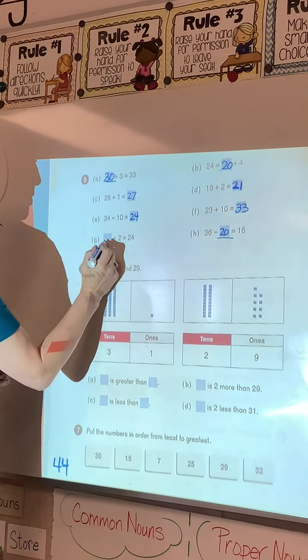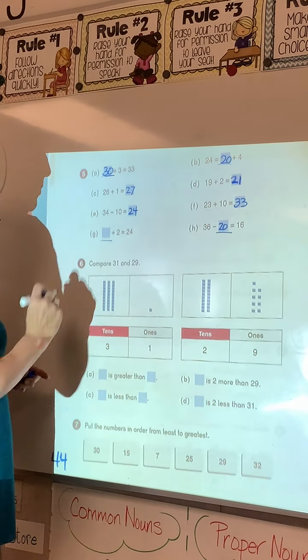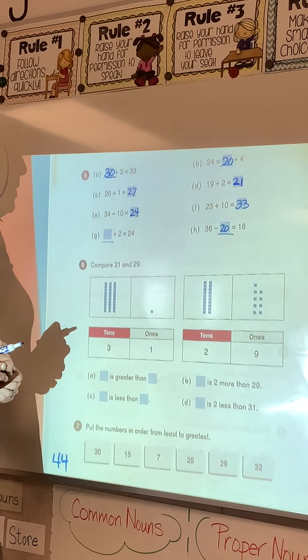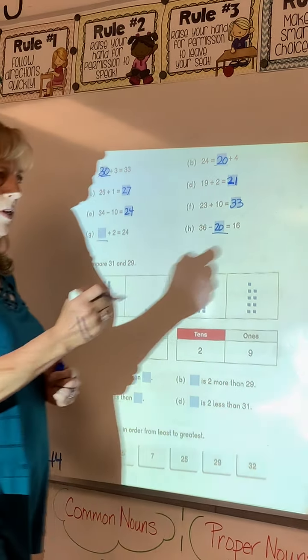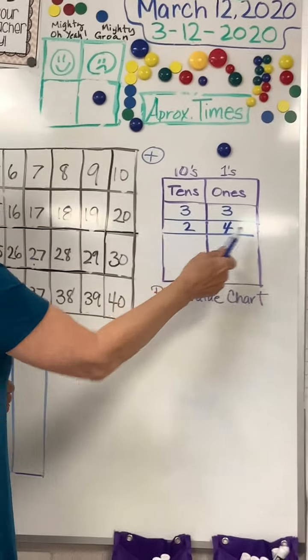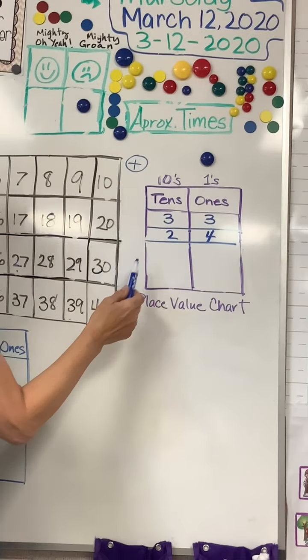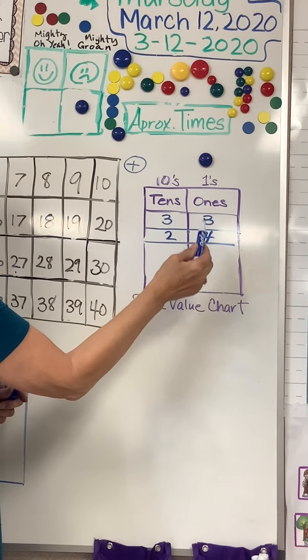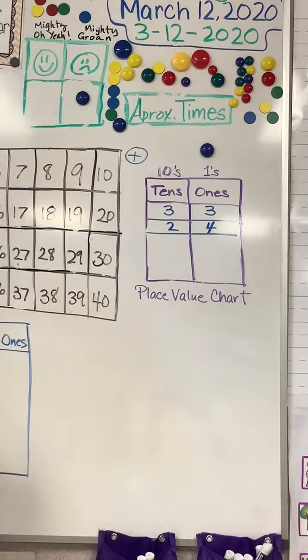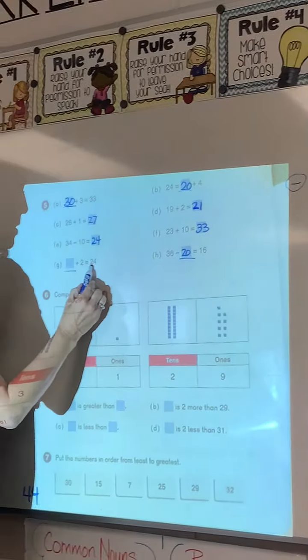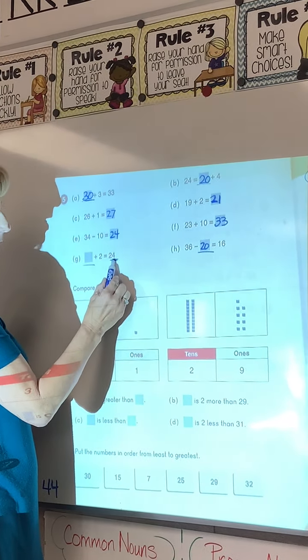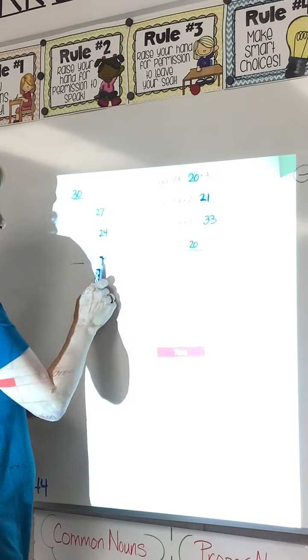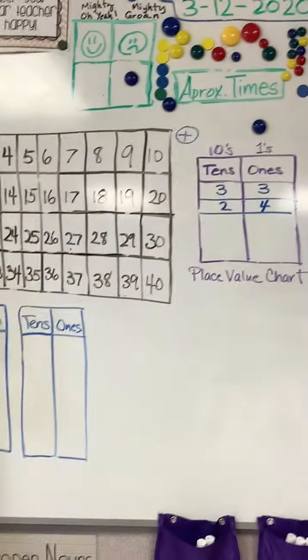Okay, now here's the tricky one. What plus 2 equals 24? Well, now let's think about that. We have a 24 in our place value chart already. That means we have 2 tens and 4 ones. Well, we want to get 2 tens and 4 ones, right? That's what this equals, 24.